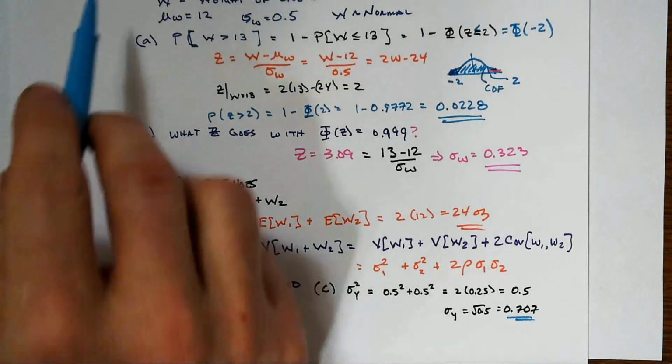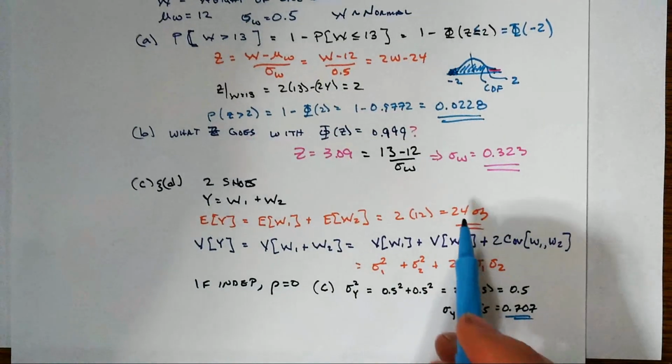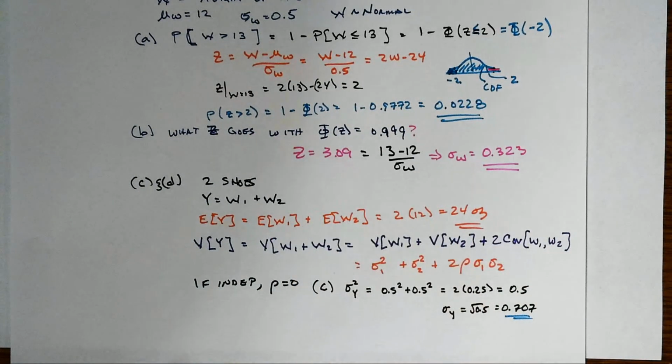And then to answer part D, if the 2 shoes are positively correlated, that's going to increase the total variance, but it has no influence on the mean at all.